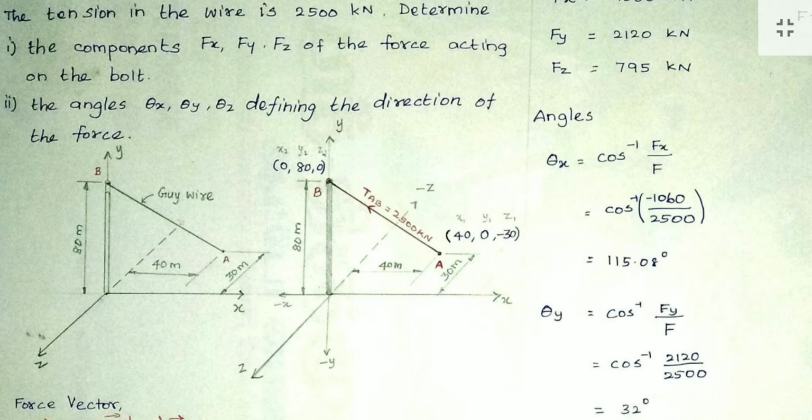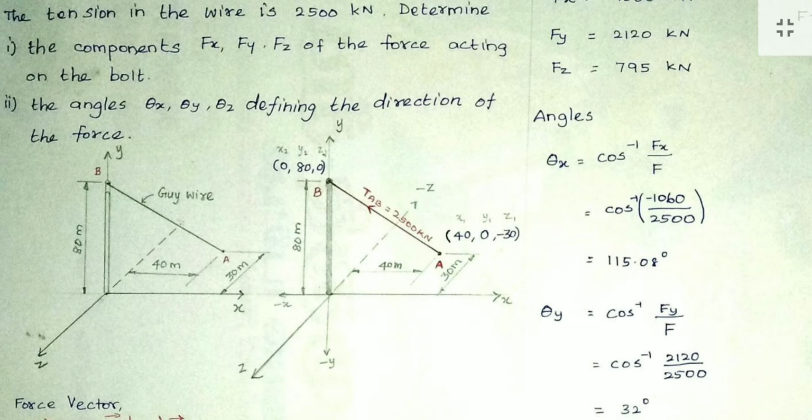Then look at the z dimension, which is along the z-axis. For point A, this 30 meter is marked parallel to the z-axis, but it is in the negative z direction from the origin, not the positive direction. So it is minus 30. That is, x1 is 40, y1 is 0, z1 is minus 30. So we find the coordinates for A.